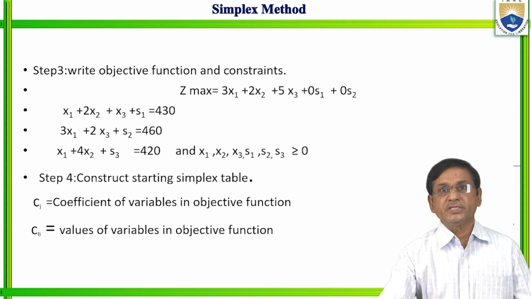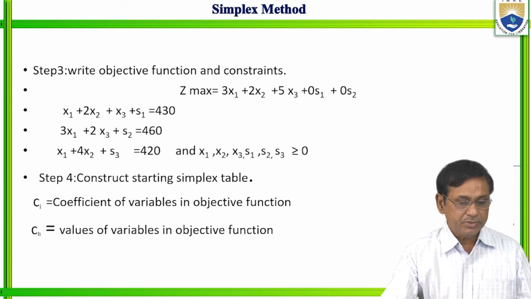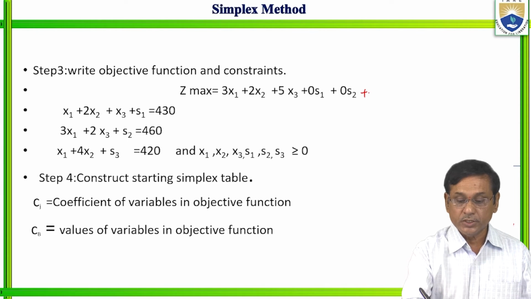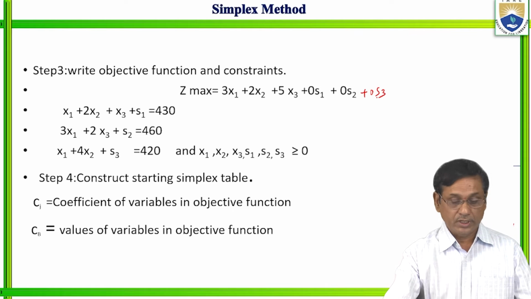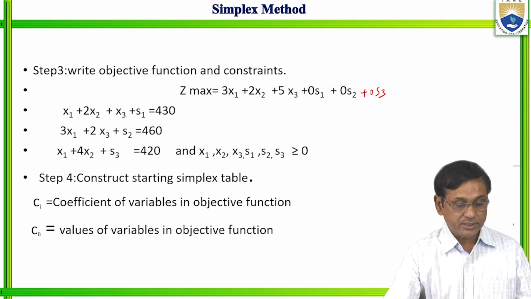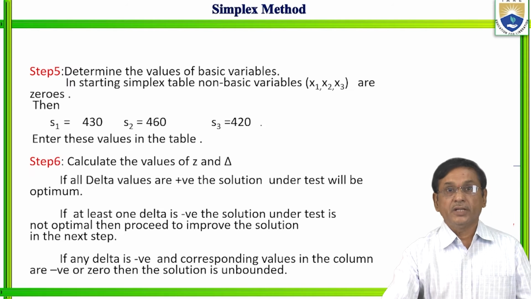x1 plus 2x2 plus x3 plus s1 is equal to 430. 3x1 plus 2x3 plus s2 is equal to 460. x1 plus 4x2 plus s3 is equal to 420, and x1, x2, x3, s1, s2 and s3 greater than or equal to 0. Now here Cj is the coefficients of the variables in the objective function, Cb is the values of the variables in the objective function.